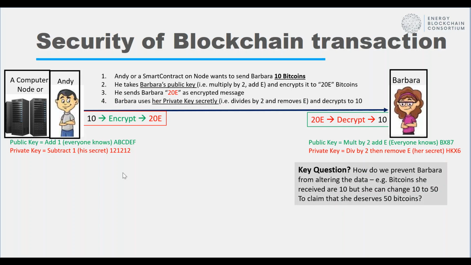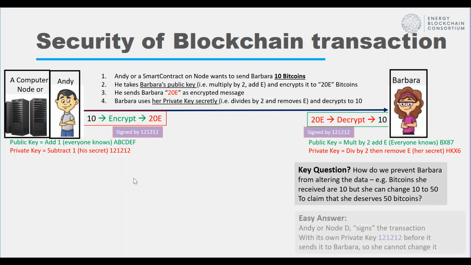So the question is, think about it. Let's assume Barbara is a rogue person for the sake of argument, not the thief who's wearing those striped shirts, but Barbara. What if Barbara says, I'm going to change my 10 and make it 50? I have 50 coins, not 10 coins. How do we prevent that? Very simple. Our dear Andy attaches his private key to the 10 Bitcoins that he's sending Barbara. Now, when Barbara gets the data from Andy, 10 Bitcoins, she realizes that she can't change it. The moment she changes that 10 to 50, because she had this rogue idea, the record is invalidated. And therefore, it doesn't really work.